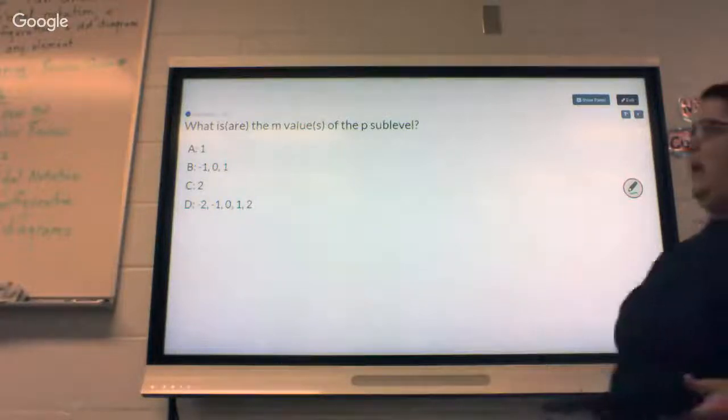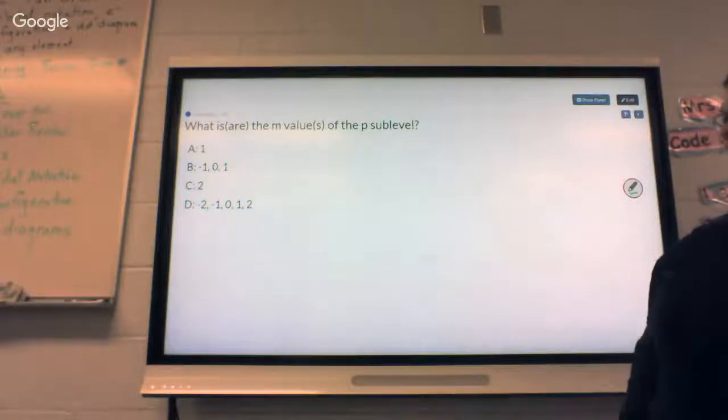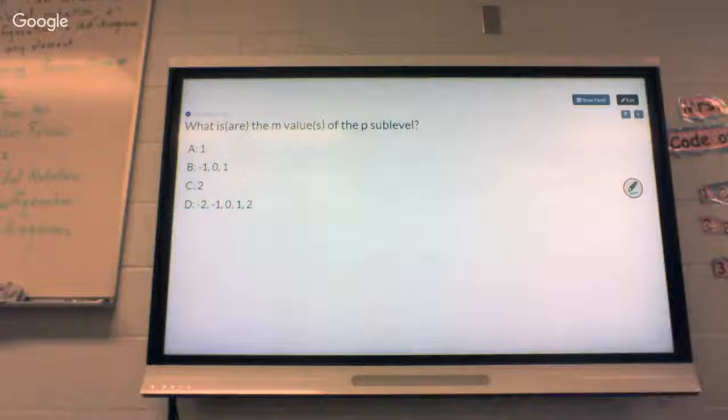So the M values for P. What's the L value for P? 1. So minus 1 to positive 1. It was B. Pick another one here. It's going to be real quick. We're only going to do about 6 of these. Ready?